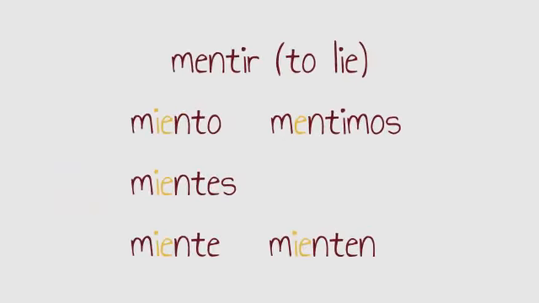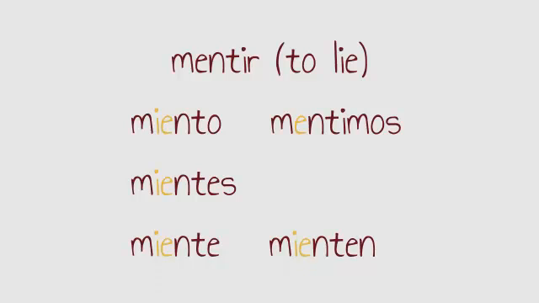And lastly, not surprisingly, IR verbs can also stem change this way too. We've got the verb mentir, which means to lie, to tell a lie. Mentir. Again, we see that E changes to an IE. Let's try it. Miento. Repeat. Miento. You lie. Mientes. Miente. Mentimos. Mienten. Miento, mientes, miente, mentimos, mienten.